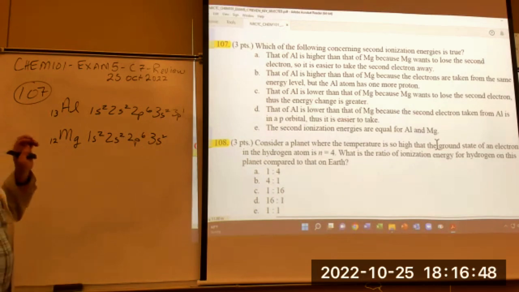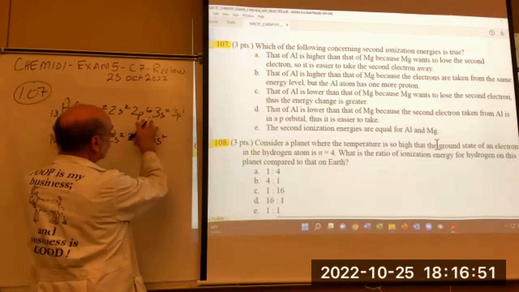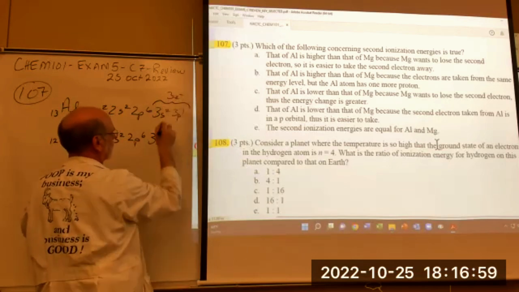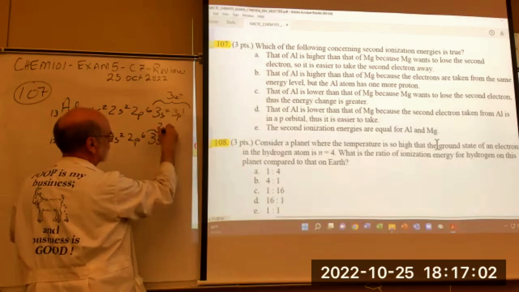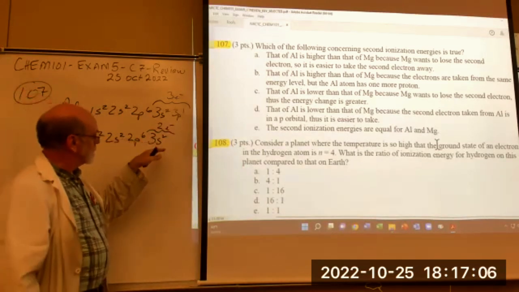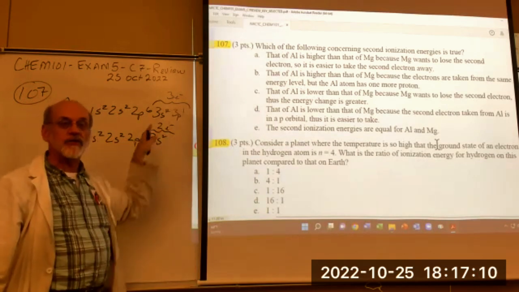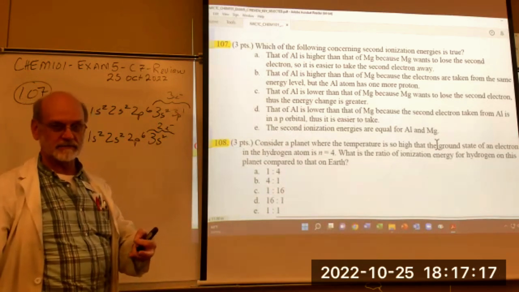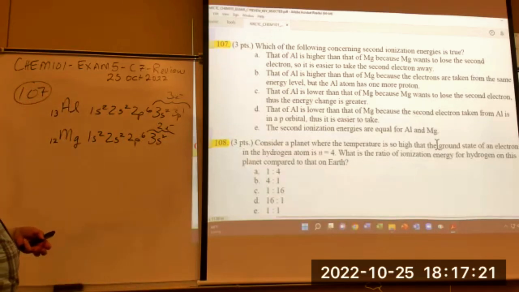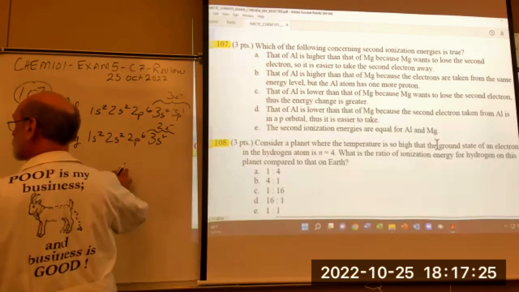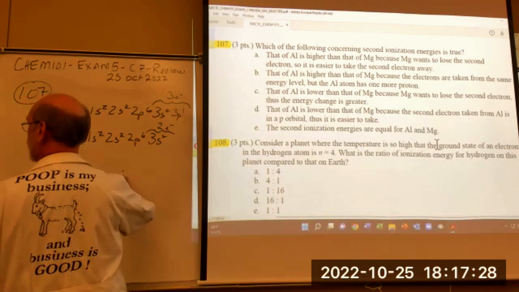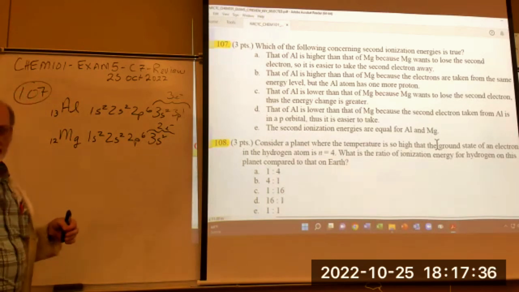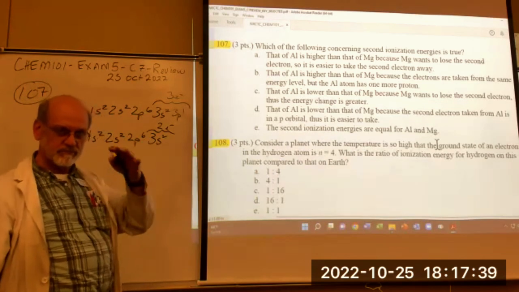So, concerning the second ionization energy, for aluminum, we've got 3 valence electrons. For magnesium, we have 2 valence electrons. So the second ionization energy for both of them will be extracting an electron from a valence shell. We're not into the core yet. So the first ionization energy should be higher for aluminum. So the second ionization energy, possibly a little higher, but they're comparable.